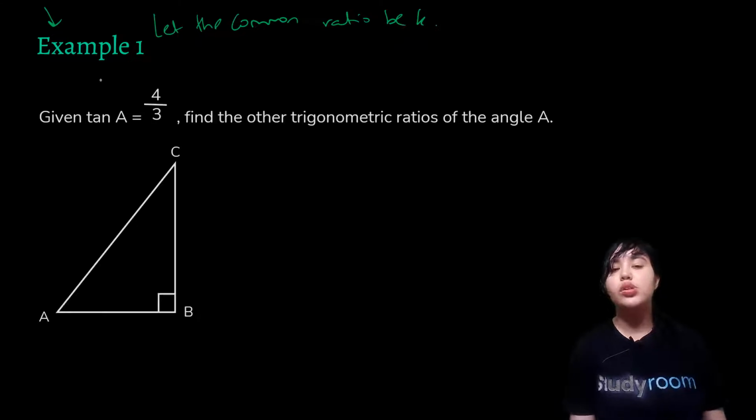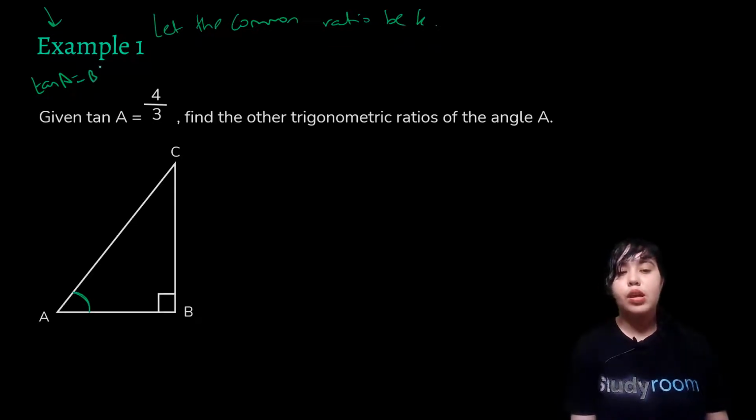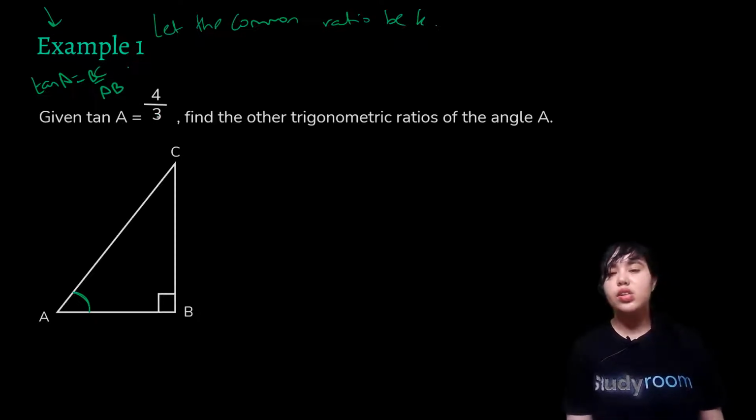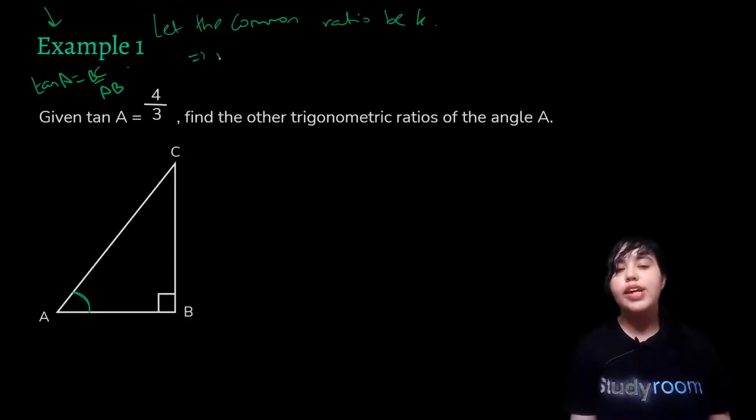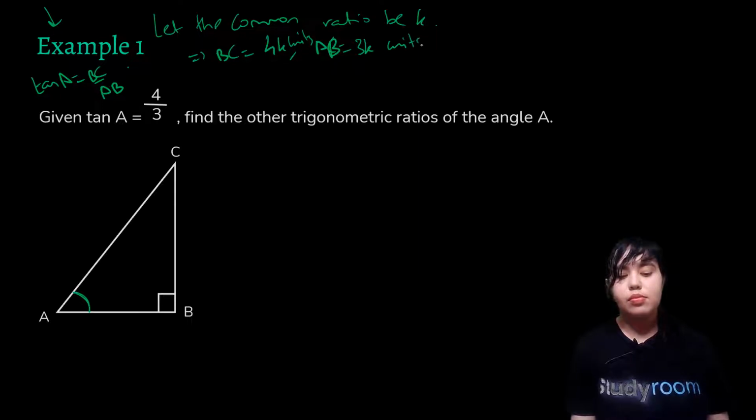Like tan, you know, what is tan A equal to? Side opposite upon adjacent. So it's going to be BC upon AB. So it does not mean BC is 4, AB is 3 units. No, this is just a ratio. So let the common ratio be K, and now we can say BC is equal to 4K, AB is equal to 3K, and the units will be only units. And what is K over here? K is a positive number.